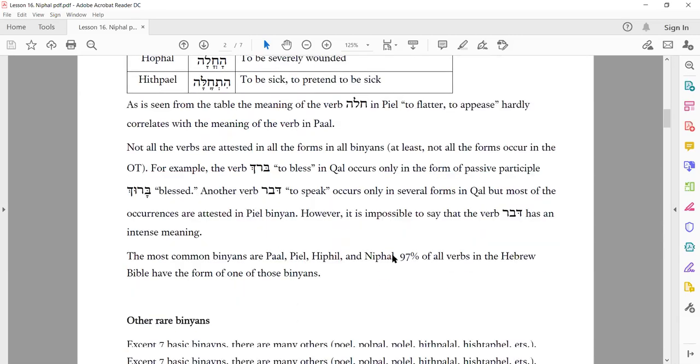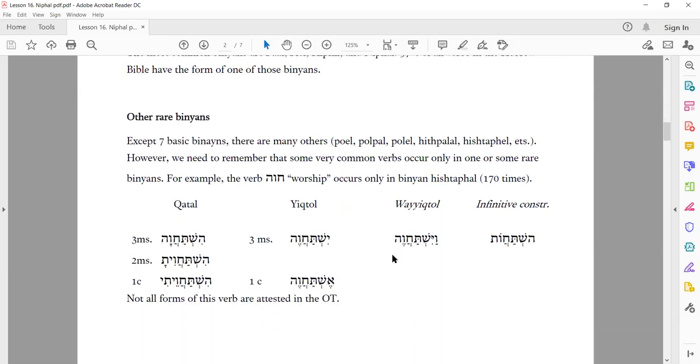Okay, so now let us continue with some other binyans, or binyanim. Except these seven basic binyans, there are some others. For example, if I open a grammar for you, you can find the list of them. There are about 20 different binyanim in the Hebrew language. But the good thing is that those very rare binyanim do not occur very often. They are very, very rare in Hebrew, and we will not even pay attention to them. And all of them are derived from other languages.